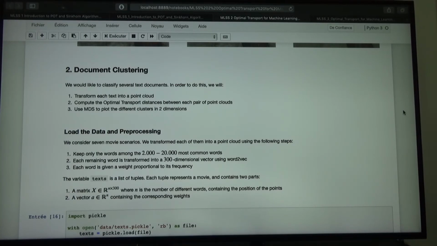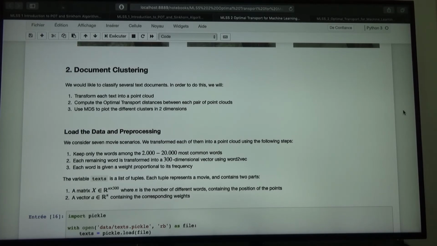Okay, so we have our documents. We have a list of words, which is now a list of vectors. So it's an actual point cloud in a 300-dimensional space. And we have our weights, which are just the frequencies of the words in the different documents. So each document is just a weighted point cloud.